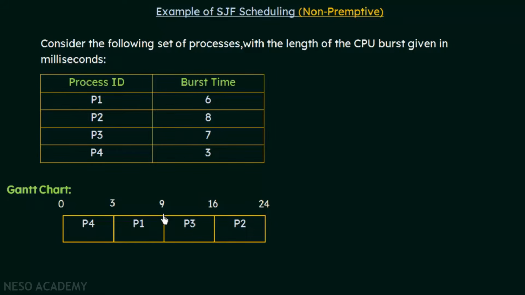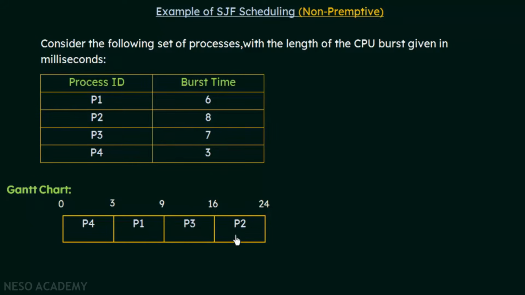So at the 9th millisecond, when P1 releases the CPU, P3 gets the CPU and it will execute for 7 milliseconds. So 9 plus 7 is 16. So up to the 16th millisecond, P3 executes. And finally, we have P2, which is of 8 milliseconds.